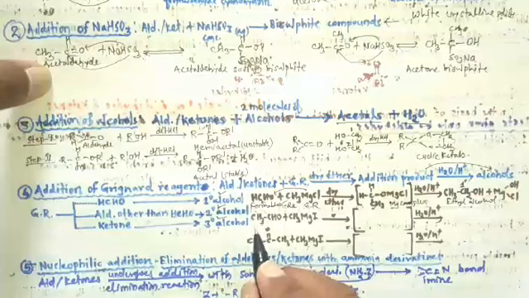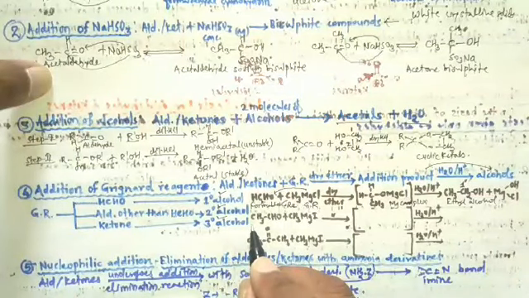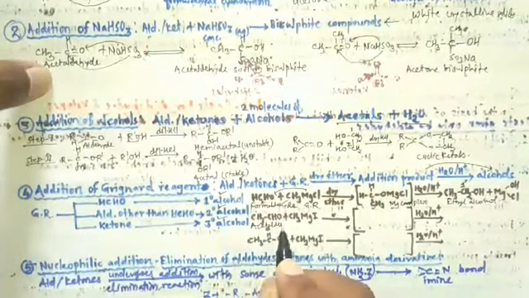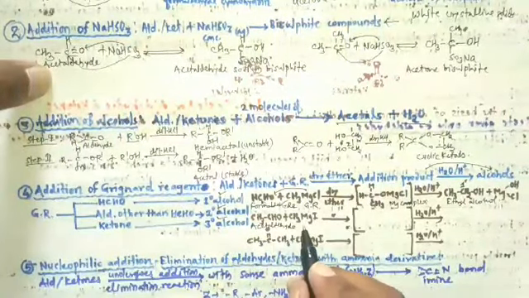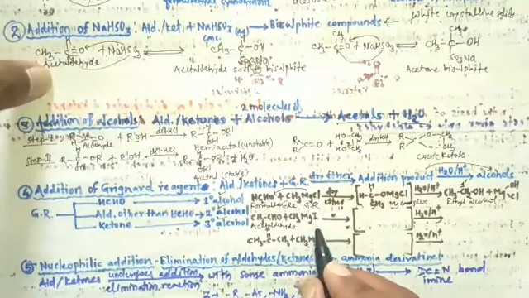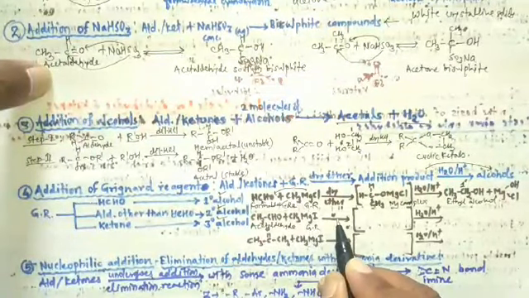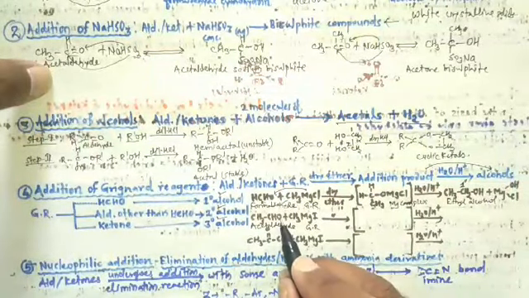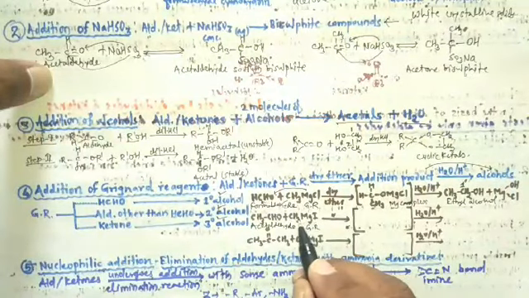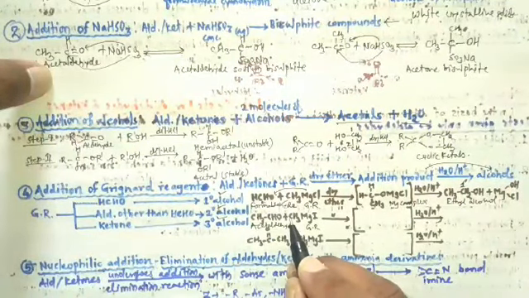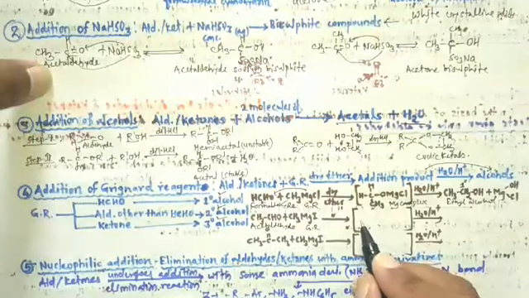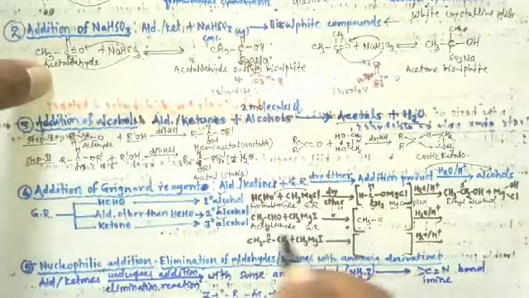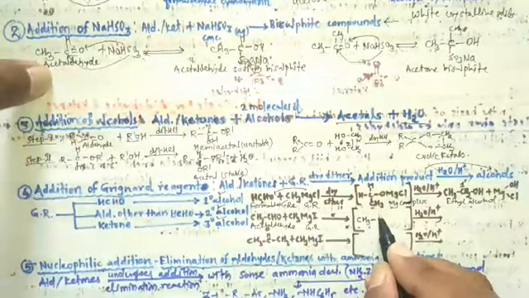Then the next reaction is the reaction of an aldehyde other than formaldehyde, that is acetaldehyde. Acetaldehyde on reacting with methyl magnesium iodide, that is the Grignard reagent, in presence of dry ether, produces a magnesium complex. To this oxygen, MgI gets attached, and to this carbonyl carbon, the methyl group gets attached.